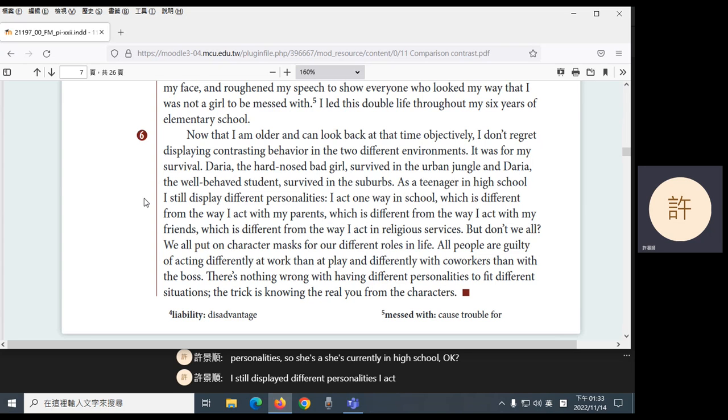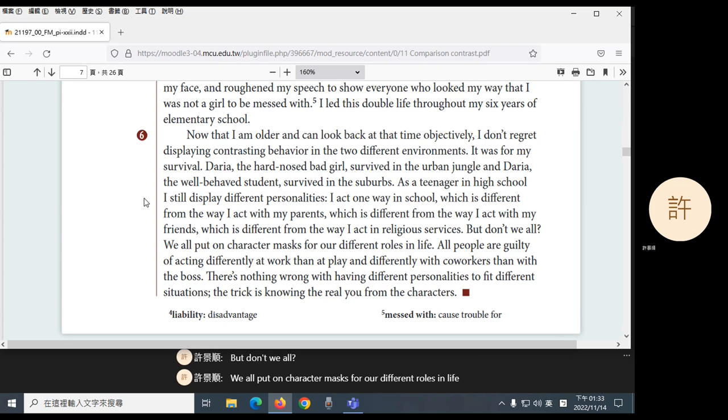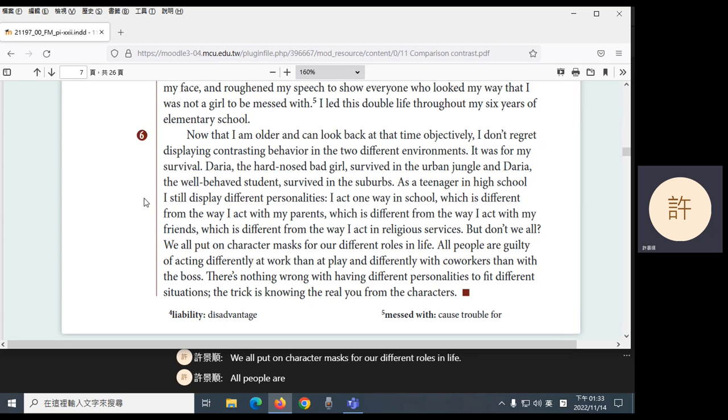I act one way in school, which is different from the way I act with my parents, which is different from the way I act with my friends, which is different from the way I act in religious services. So when she's at church. But don't we all? We all put on character masks for our different roles in life. All people are guilty of acting differently at work than at play, and differently with coworkers than with the boss. There's nothing wrong with having different personalities to fit different situations. The trick, or the key, is knowing the real you from the characters.